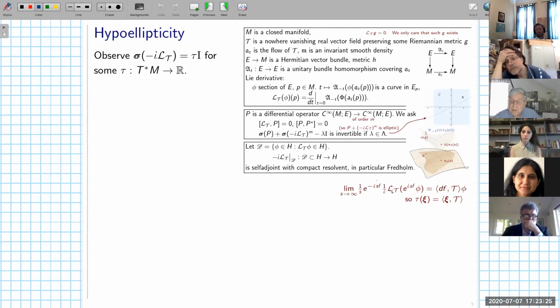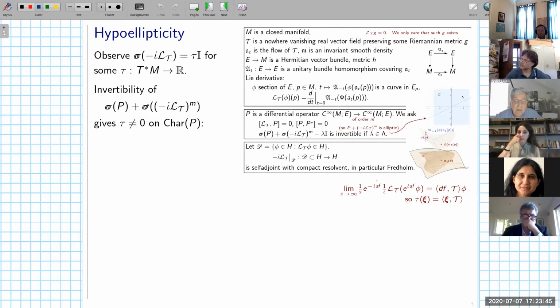So this derivative will differentiate f, and then you get an s, that s cancelled by this. Otherwise, you get it here, but then in the limit you get zero, so you get this. So this is a scalar operator, and then because of the invertibility of this operator, one knows that on the characteristic variety of P, this function tau is not zero.